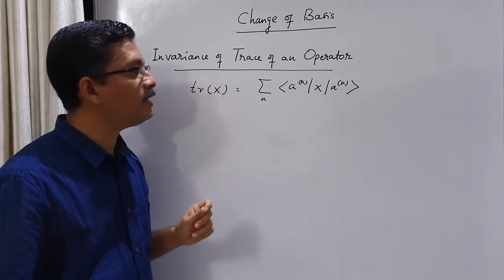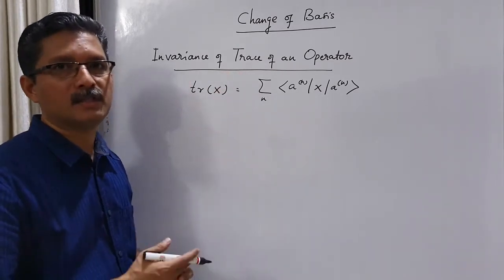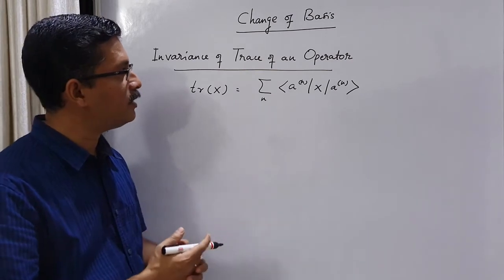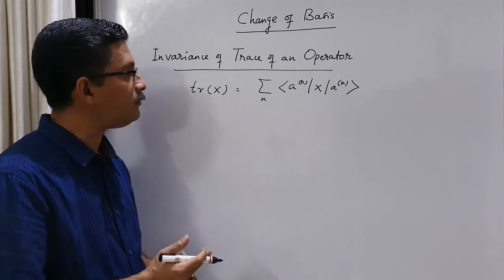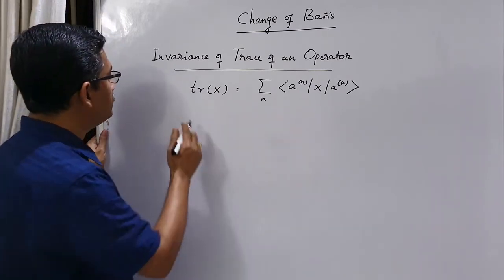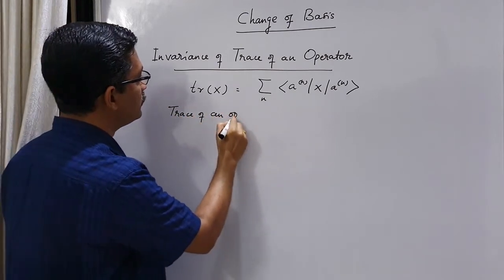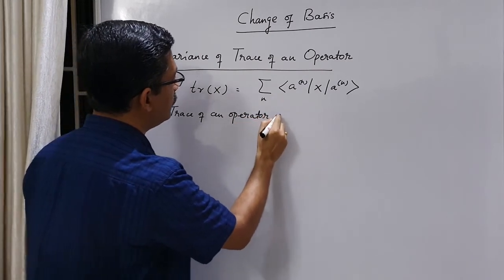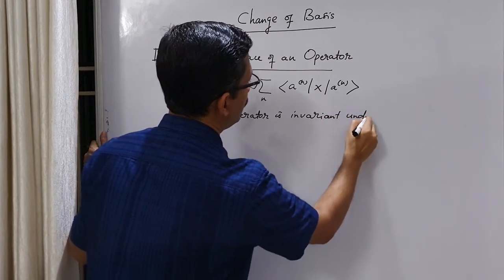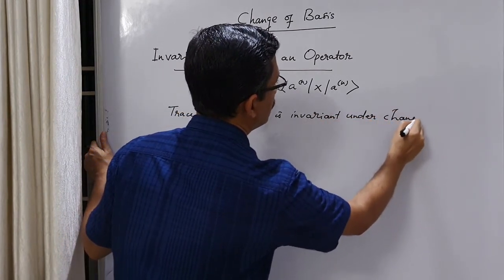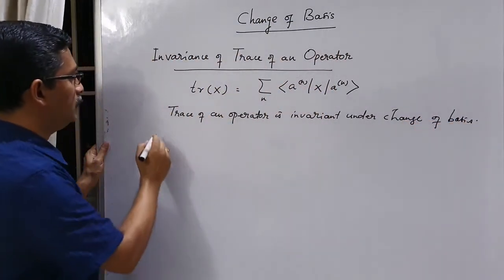Now in change of basis, there is an important result that the trace of an operator is invariant under a change of basis. Whenever you make a change of basis from, let us say, ket a_n to ket b_n, then the trace will be the same. Let us try to prove this. So the result is this: the trace of an operator is invariant under change of basis. Okay, so let's try to prove this.